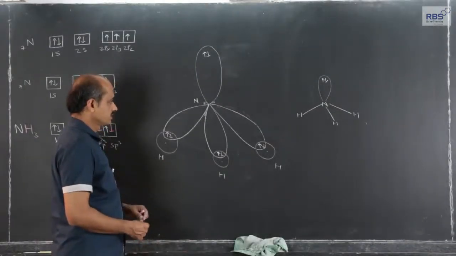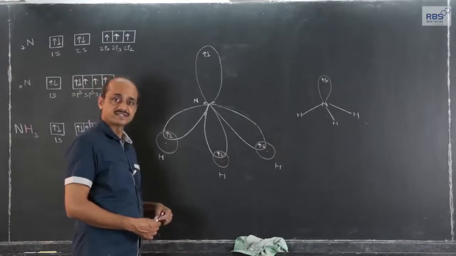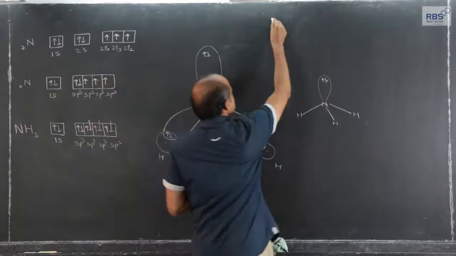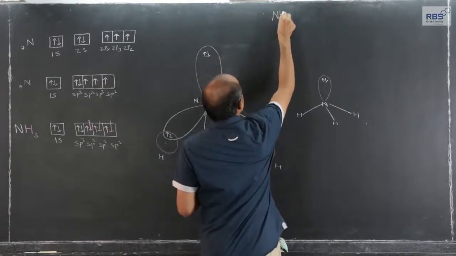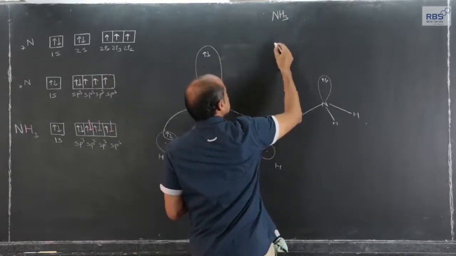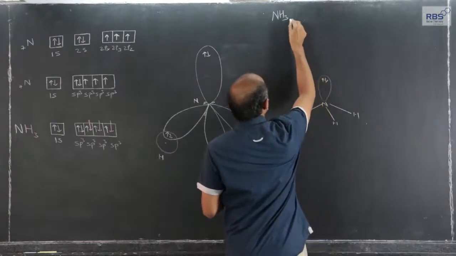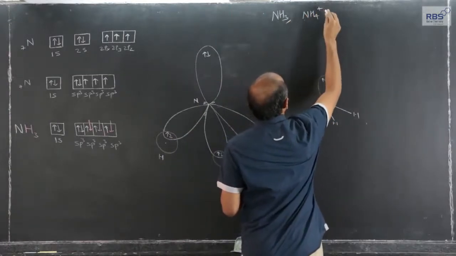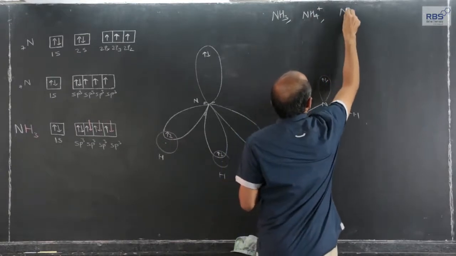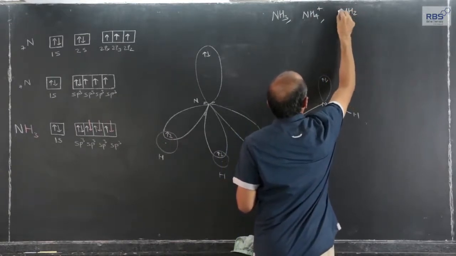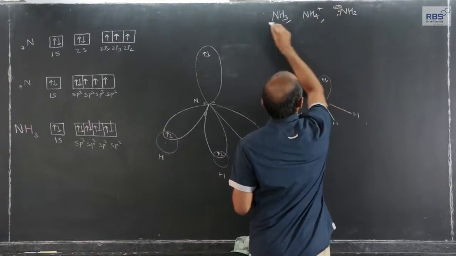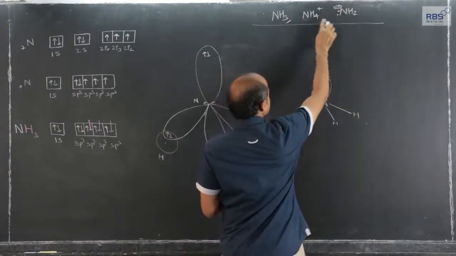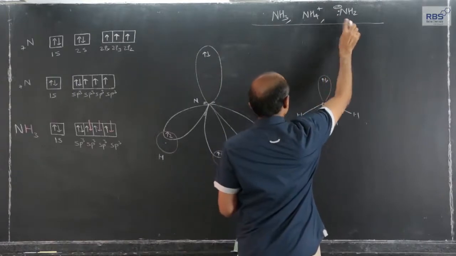We will again consider an interesting set of 3 examples. We will compare the bond angle and geometry of NH3, NH4 plus ion and NH2 minus ion: ammonia, ammonium ion, amide ion.